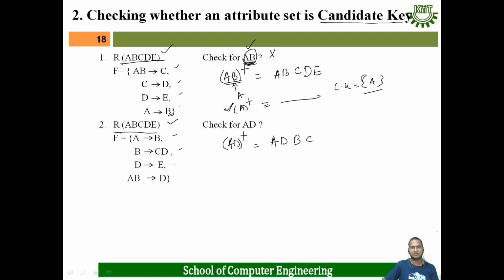So D is already present. From D we can infer E. That means A, B, C, D, E, all the attributes are derived. That means it can be a super key. Whether it can be a candidate key or not, we have to check.